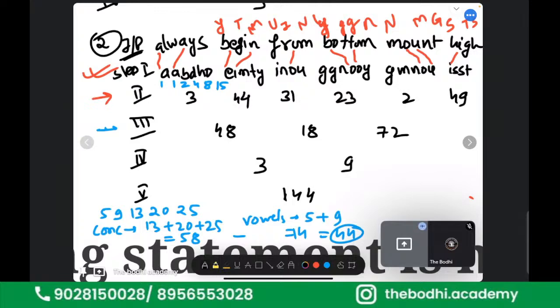See, what we will do: 3, 4 and 4, if we multiply, what do we get? 4 into 3 is 12, 12 into 4 is 48. That means we multiply all the digits. Again, 3 into 1 into 2 into 3. What we get? 3 into 2 is 6, 6 into 3 is 18. 2 into 4 into 9: 9 into 4 is 36, 36 into 2 is 72. So this we get.